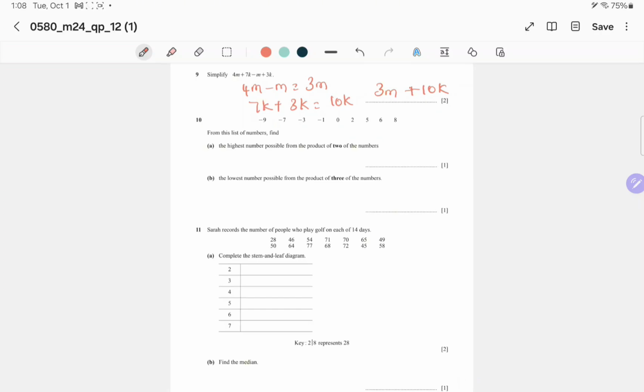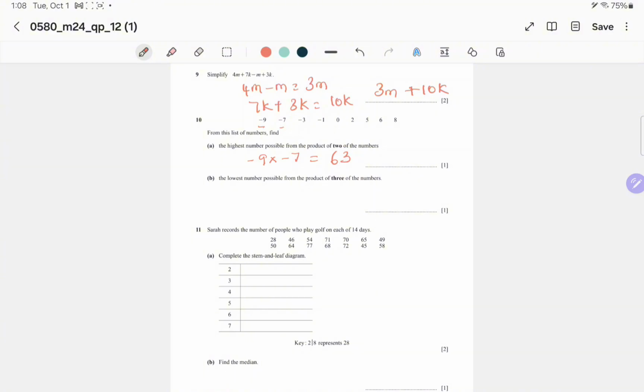Here is a list of numbers being given. From this list, we have to find the highest possible product of two numbers. When you multiply two numbers, you should get the highest answer. When you multiply two negative numbers, the answer will be positive. So minus 9, which is the lowest number, and minus 7, the next lowest number. If you multiply these two, you will get the highest possible number. You can get it out of this.